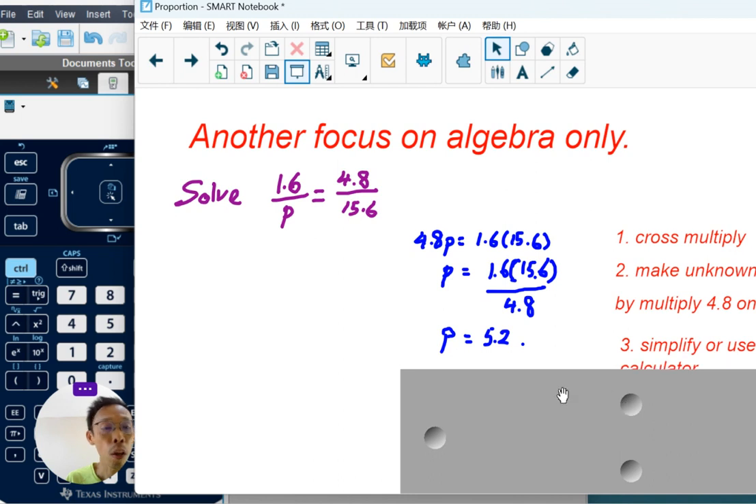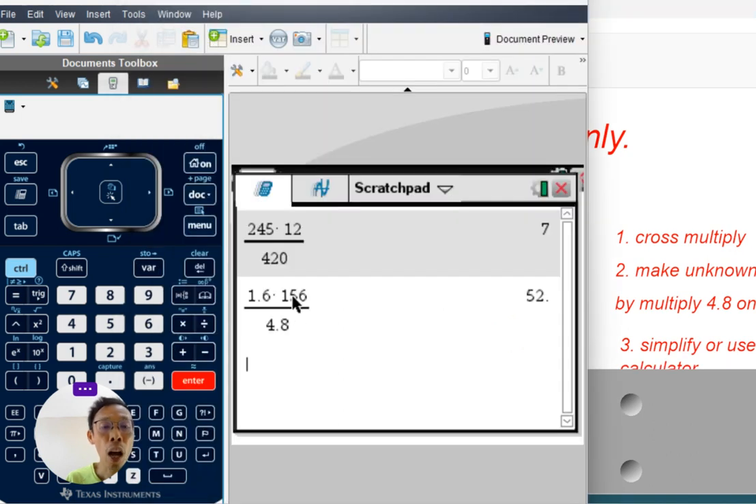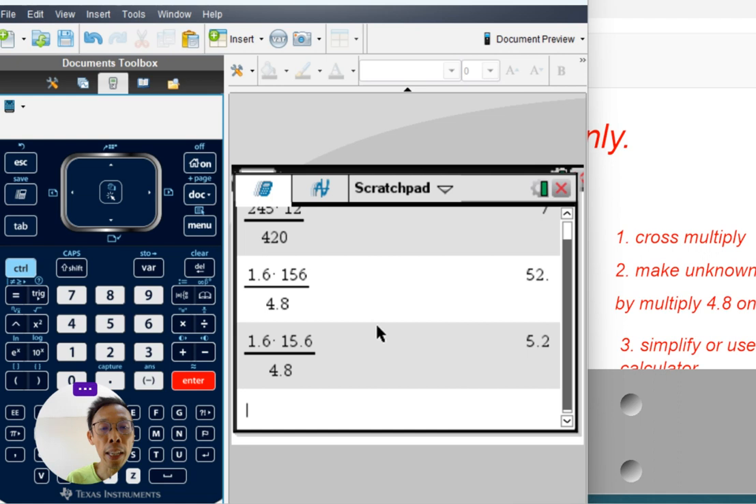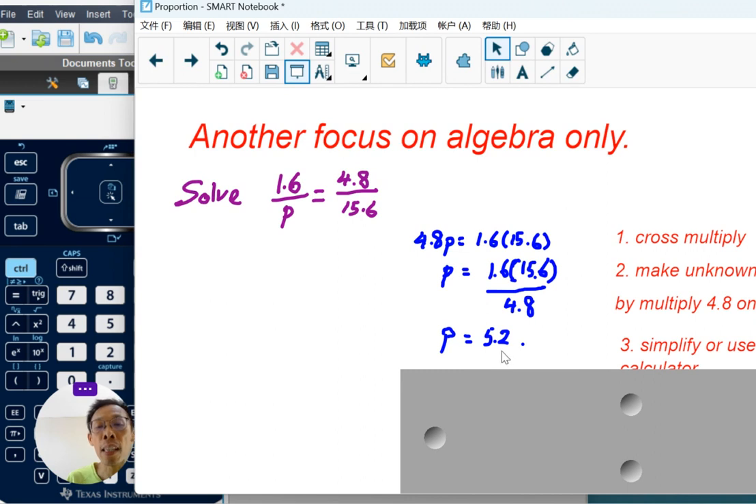The answer is, so let me check. Did I get this right? Oh, here I got 15.6. So I should do this again. 1.6 times 15.6 divided by 4.8. So make sure you do the calculation correctly. If you don't type correctly, you might get 52 instead of 5.2. So the answer in this case is 5.2, right?